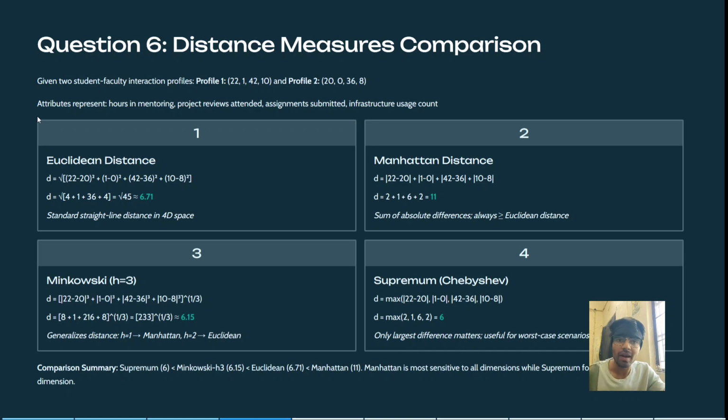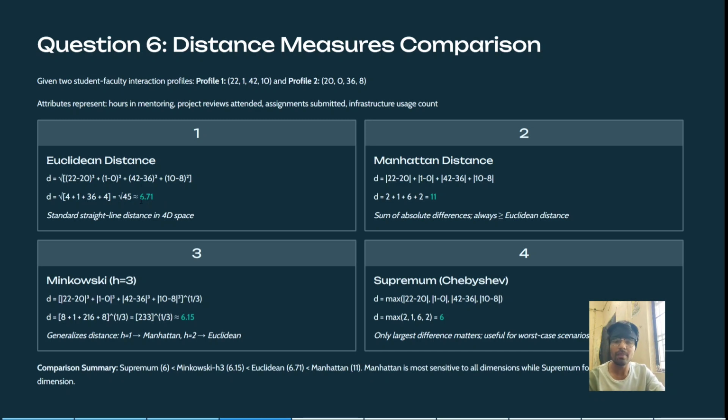Now let's compute part A. Part A is the Euclidean distance first. Euclidean distance is the straight-line distance in multi-dimensional space. The formula is the square root of the sum of the squared differences. So the calculation is: 22 minus 20 is 2, squared is 4; then 1 minus 0 is 1, squared is 1; then 42 minus 36 is 6 and squared is 36; and finally 10 minus 8 is 2 and squared is 4.